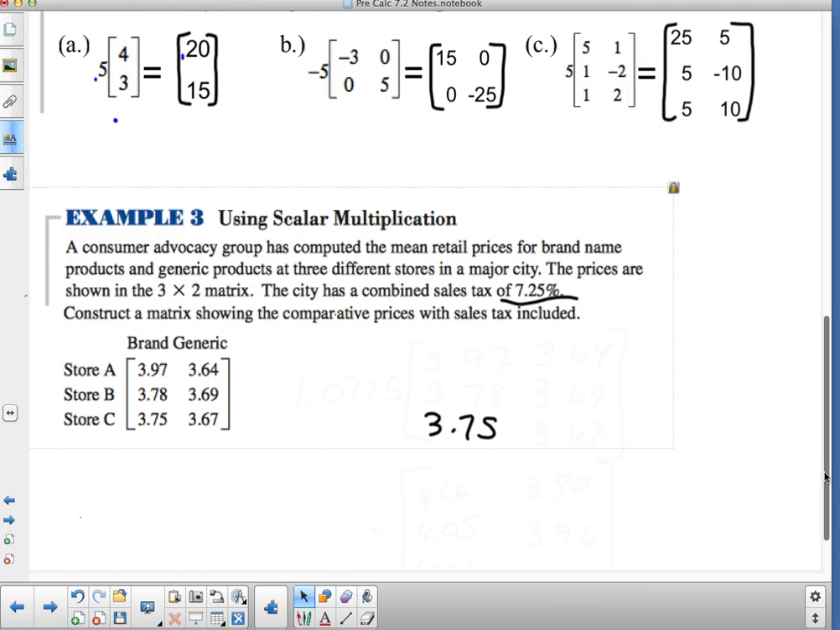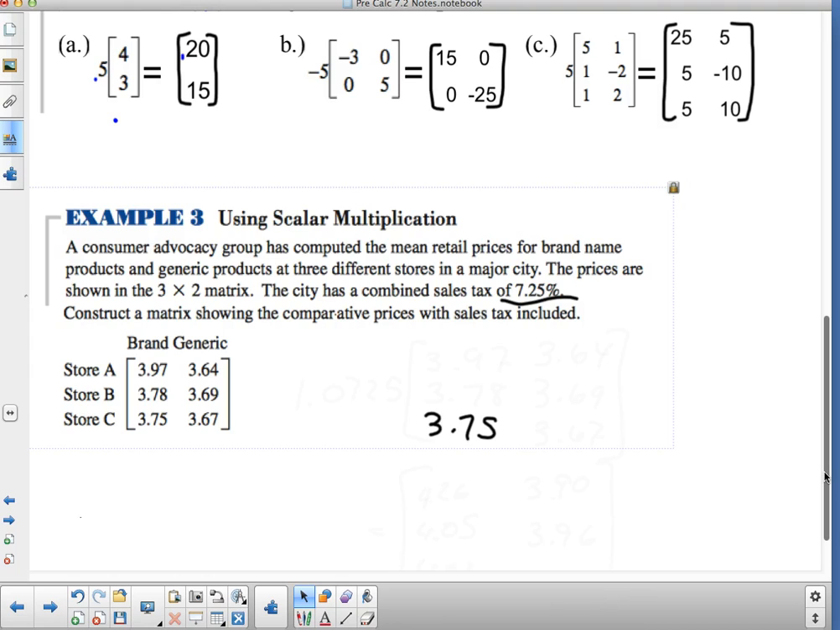Using scalar multiplication, the Consumer Advocacy Group has computed the mean retail prices for brand name products and generic products at 3 different stores in a major city. Prices are shown in the 3x2 matrix for store A, store B, store C. They're generic and the regular brand names. Now, the city has a combined sales tax of 7.25%. Construct a matrix showing the comparative prices with sales tax included.